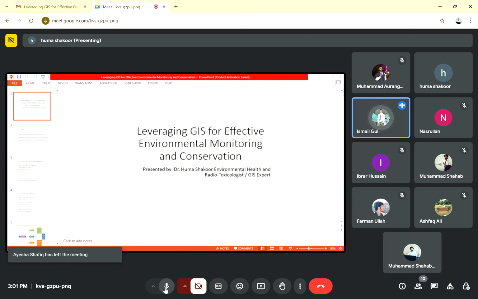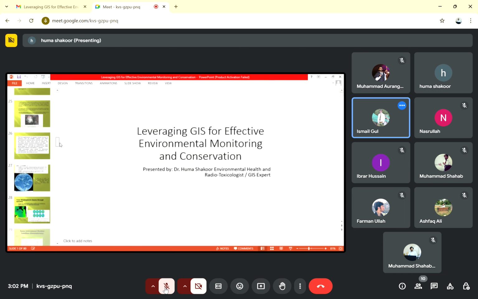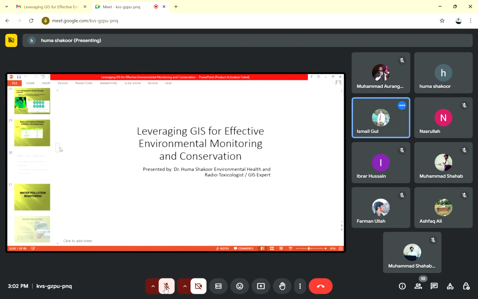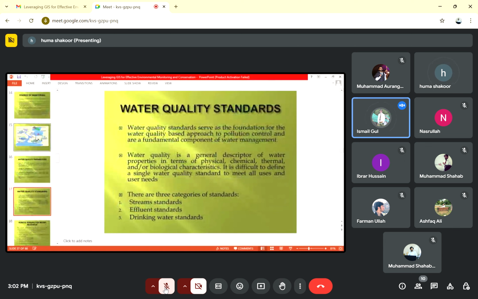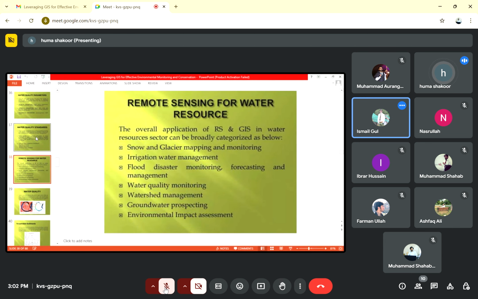Okay, okay, I will do. This is water pollution. I think that was slide 38, if I'm not wrong. 38, I think. Yep, yep, 38, okay, 38, right. This.